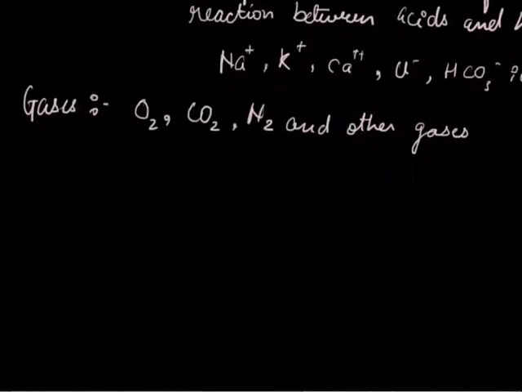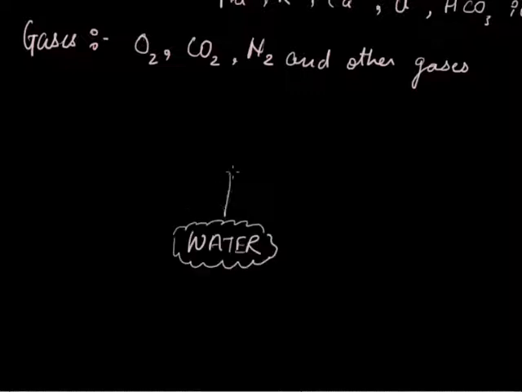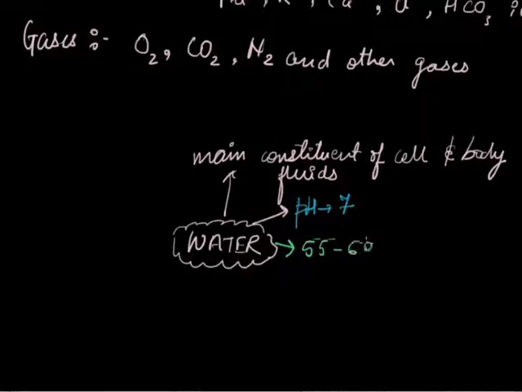Now we should move on to the other important part of the protoplasm, the major molecule of the inorganic pool, that is water. If we discuss the important properties of water, we all know that it is the main constituent of cell and body fluids. Water has pH 7, which is required to maintain the ionic balance of the cell. It almost forms 55 to 60% of living material.